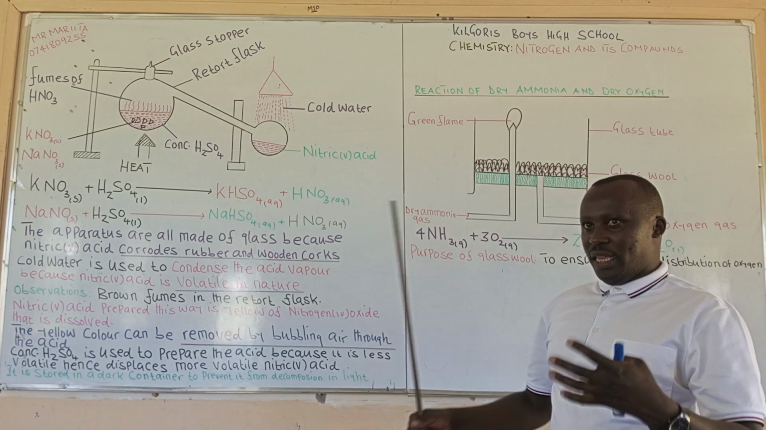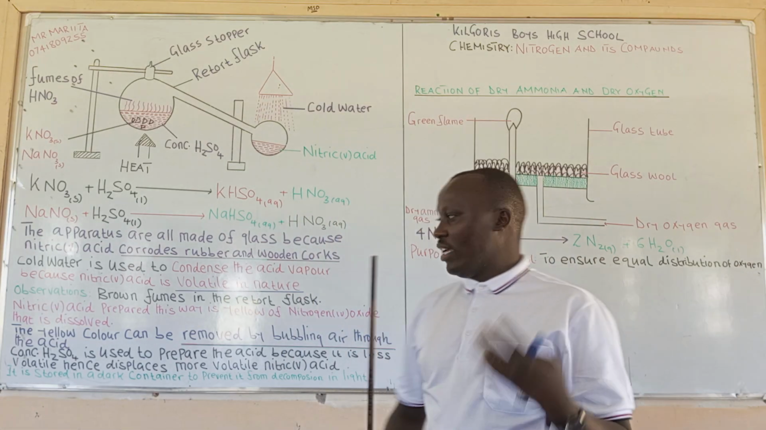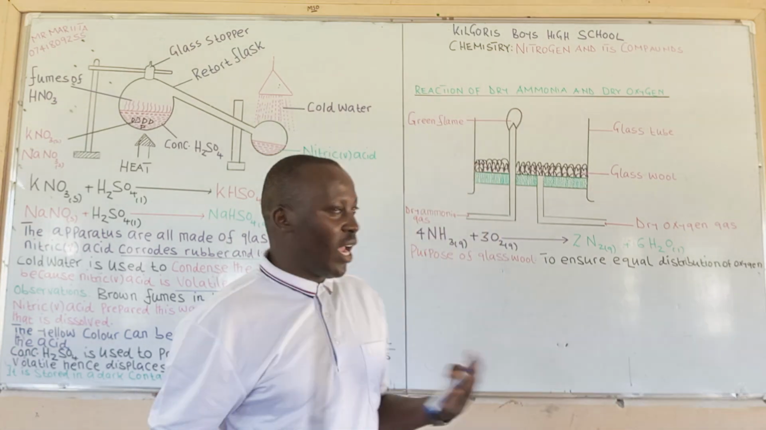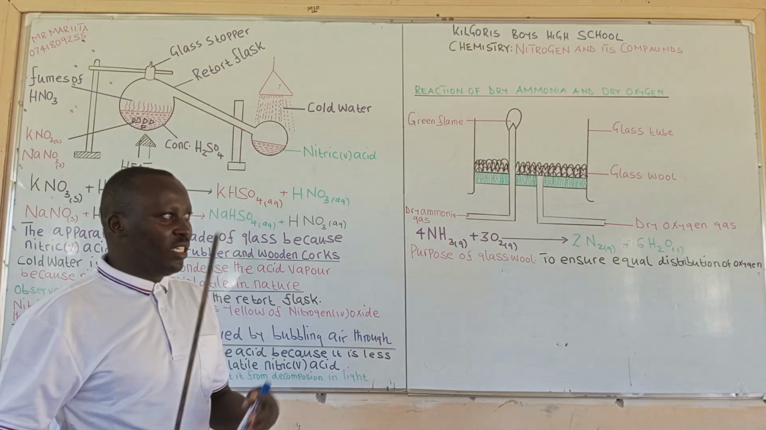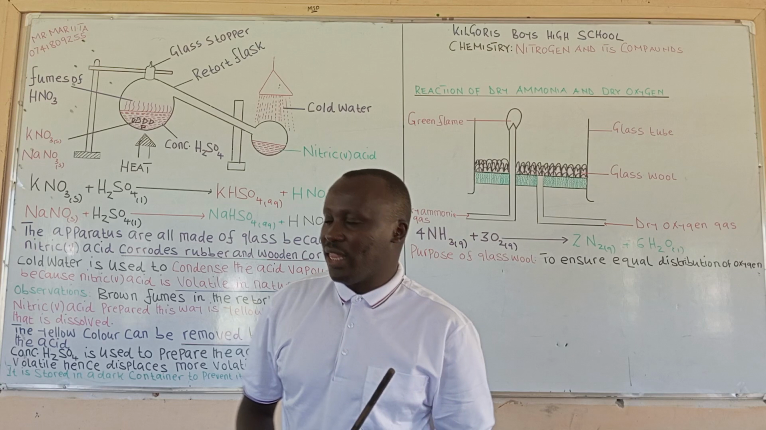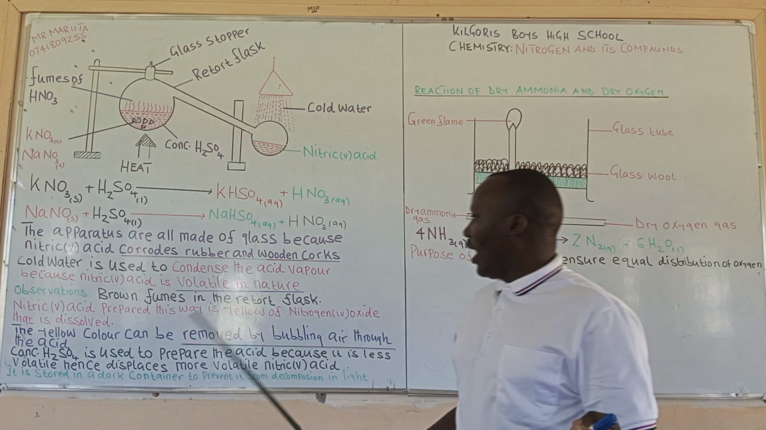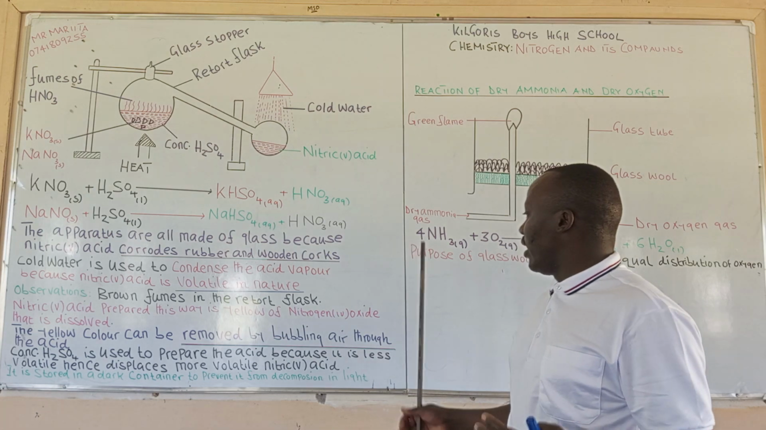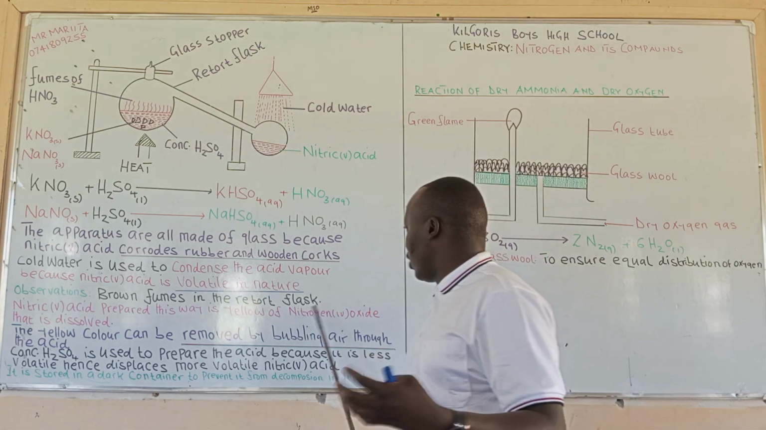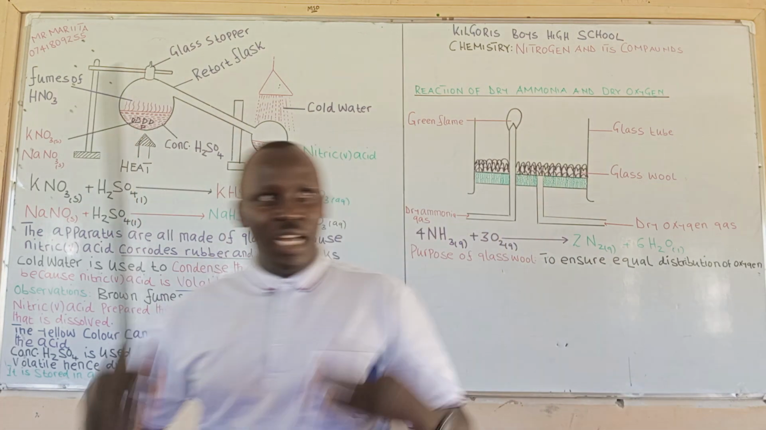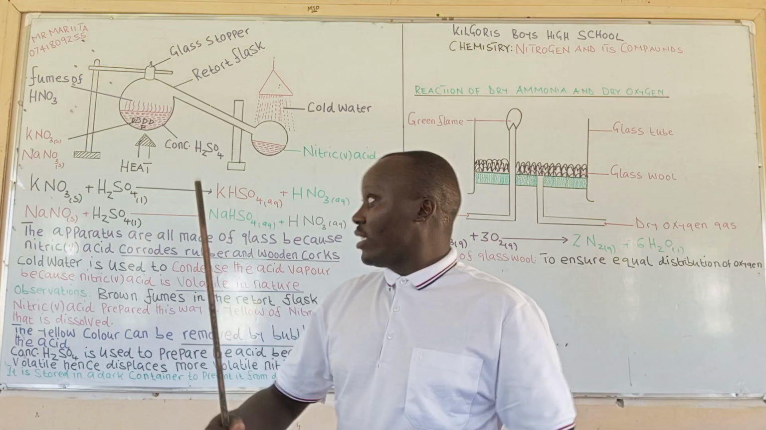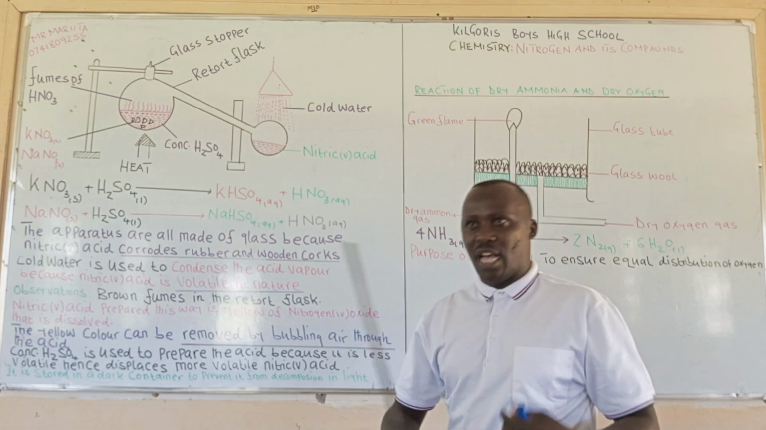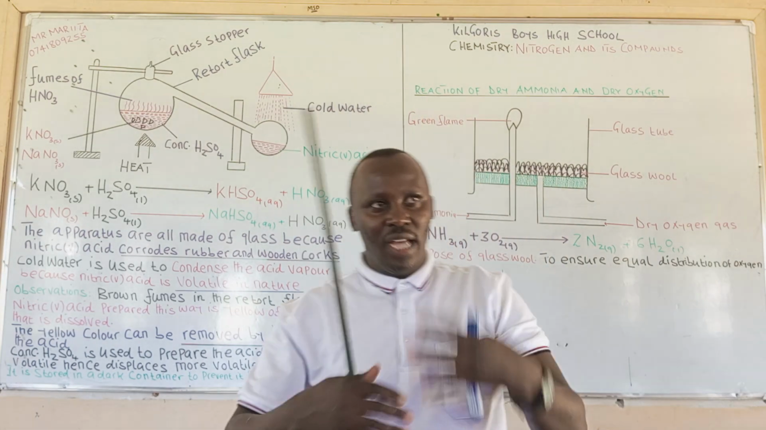Now, the acid produced from here is yellow in color. Sometimes you will be required to give a reason why the acid produced here is yellow in color. The reason is that there is nitrogen oxide gas which just dissolves in the acid. So the dissolving of this nitrogen oxide gas makes this acid appear yellow.